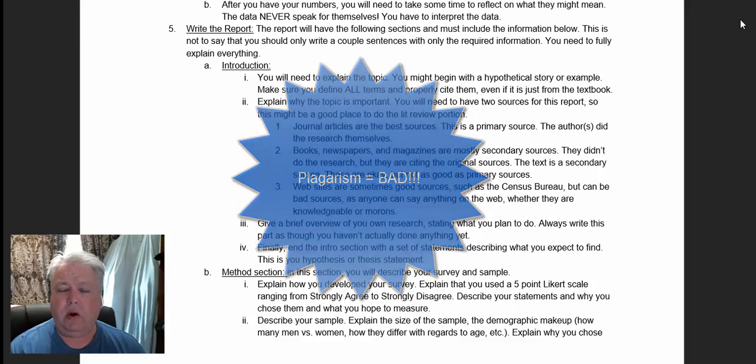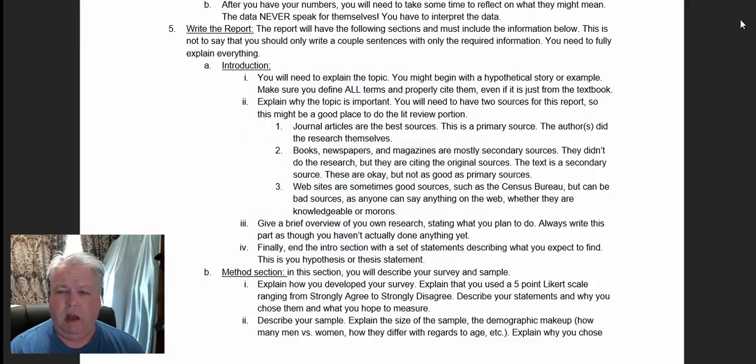Also, you're going to explain why this topic is important. So you're also going to have to, in this section, talk about who cares, right? Why does it matter? Well, obviously, you think your topic is important because it's something that you chose. So you have to explain to the reader why you think it's important to study it.